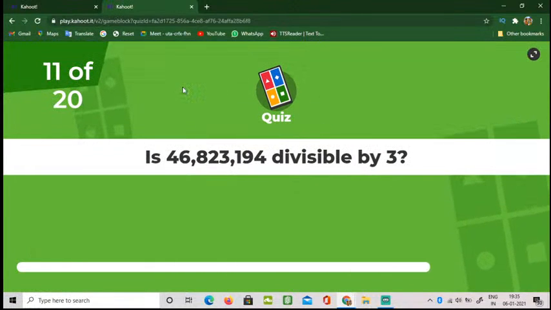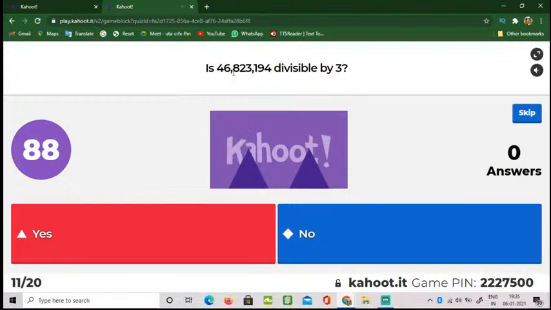So now the question is: is the number 46823 divisible by 3? I think you all remember the divisibility rule of the number 3. The divisibility rule is that you should add all the digits in the number, and then the sum of the digits should be divisible by 3.